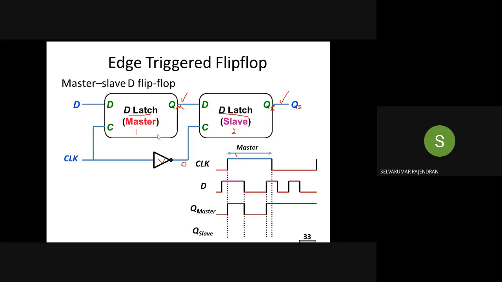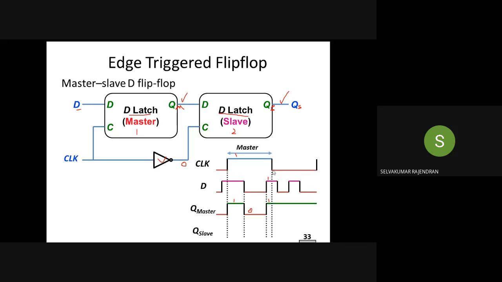So the D latch in the master stage produces the output. When the clock is enabled, Q master follows the applied input. The master is applied with data input D. If data goes to 1 and clock is 1, Q goes to 1. If data D goes to 0, the output also goes to 0. Again D goes to logic 1, and again Q master goes to logic 1. This will happen as long as the clock is high.